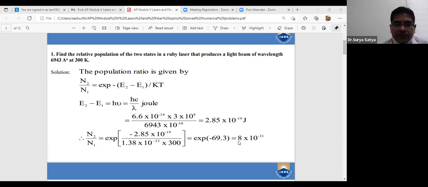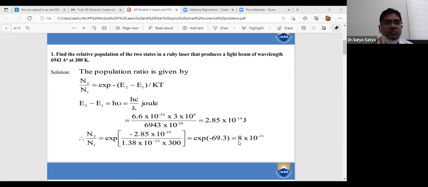Find the relative population of the two states in a ruby laser that produces a light beam of wavelength 6943 angstroms at 300 Kelvin. The expression is n2 by n1 equals exponential of minus (e2 minus e1) by kT. If you have noted it down, just tell me, and I'll go to the next problem.